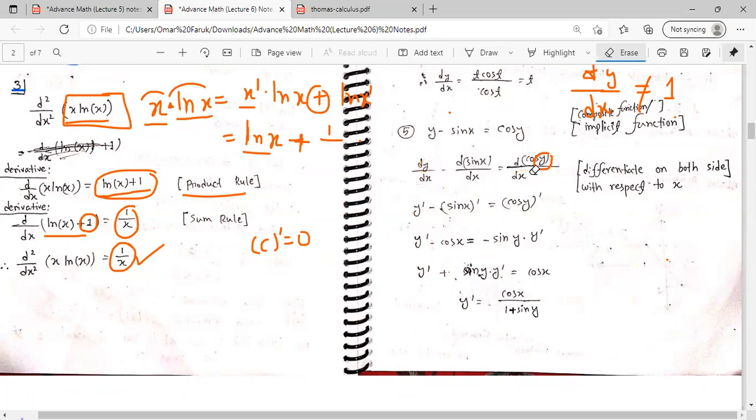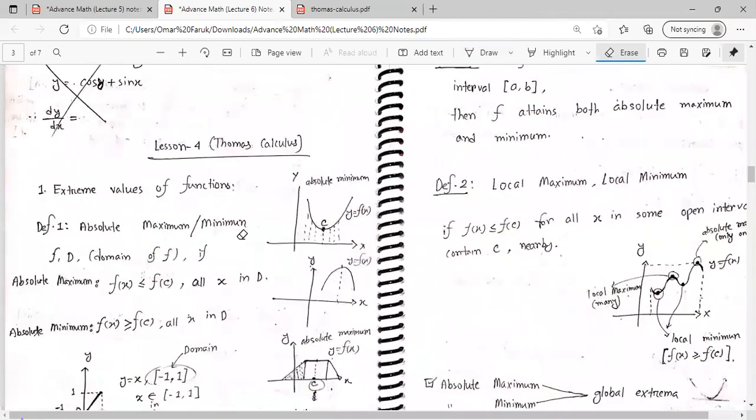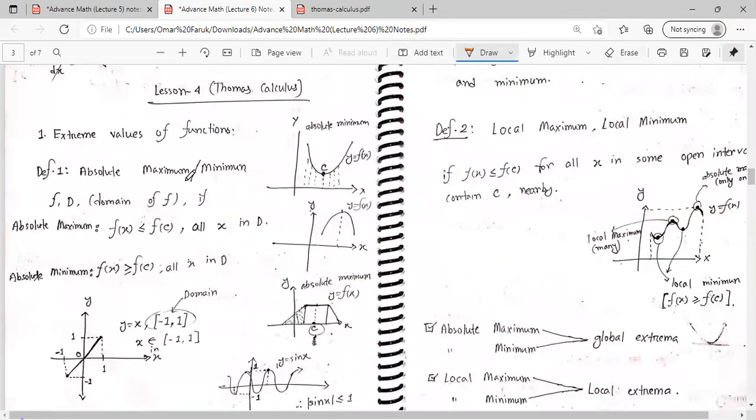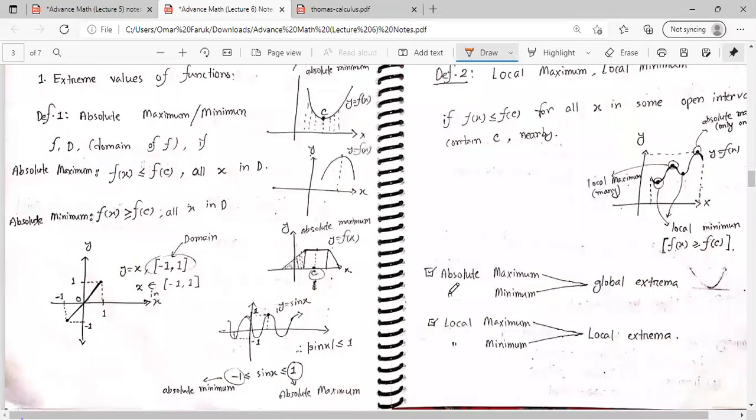Okay, so now let's go to the main part, lecture 6. I can cover it simply, I will make it very simple. For example, here is a function, here is a mountain. The very top point is here, and the very bottom point is here, right?